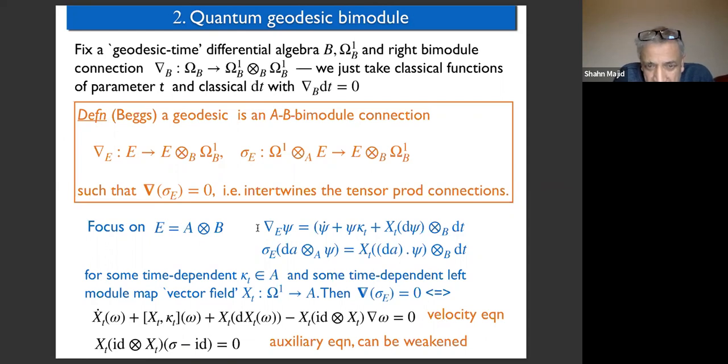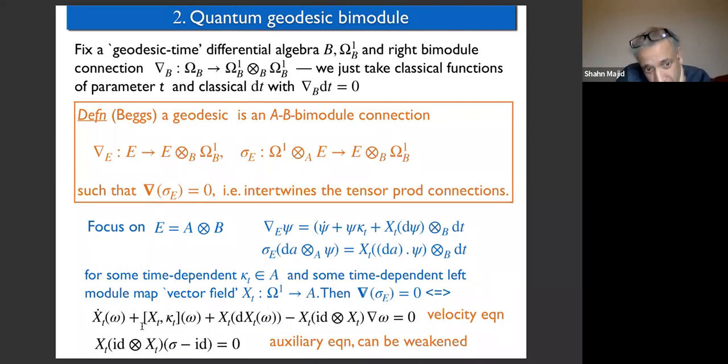And if you analyze what the possible AB bimodule connections are, you'll discover that they have to have this form: nabla psi is the derivative in the time direction, plus psi times some time dependent element of A, that's what we call kappa, and then evaluation of d psi against some time dependent left vector field. A left vector field is a left module map from omega one. So the two data for the connection are a time dependent function and a time dependent vector field. Then you can build the vector connection in such a way as to be a bimodule connection, and here is a sigma. It lands in the right spaces, and at any rate you can see that it's something you could naturally construct. You don't have to worry whether you get all possible connections this way, but in fact you do.